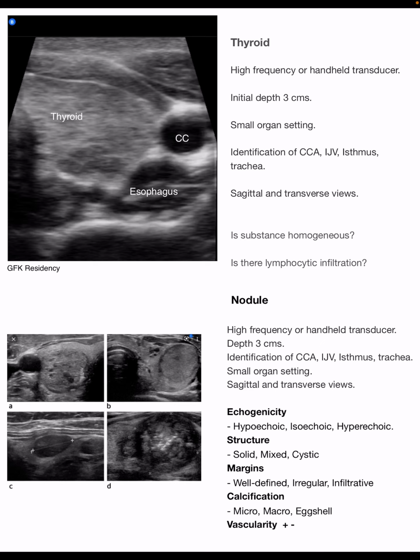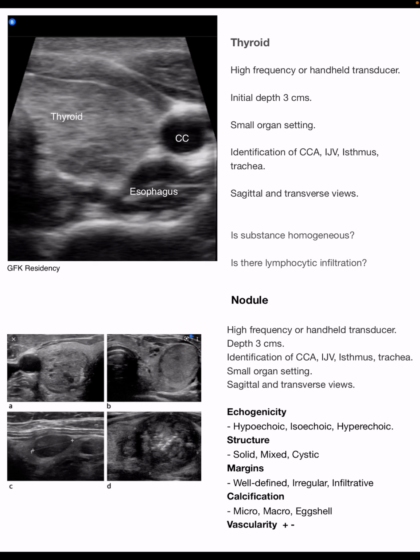In the event of a nodule being noted, its echogenicity is important: hypoechoic, isoechoic, or hyperechoic. The structure: solid, mixed, or cystic. The margins: well-defined, irregular, infiltrative.